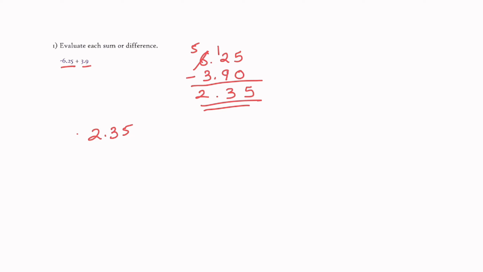So let's do it. 6.25 minus 3.9, and I can write 0 here. That's not a problem. It is the same thing. 5 minus 0 is 5. 2 minus 9 cannot be done, so we will borrow 1 from here. 12 minus 9 is 3, and 5 minus 3 is 2. So the answer is 2.35 with a negative sign because the larger number is negative.